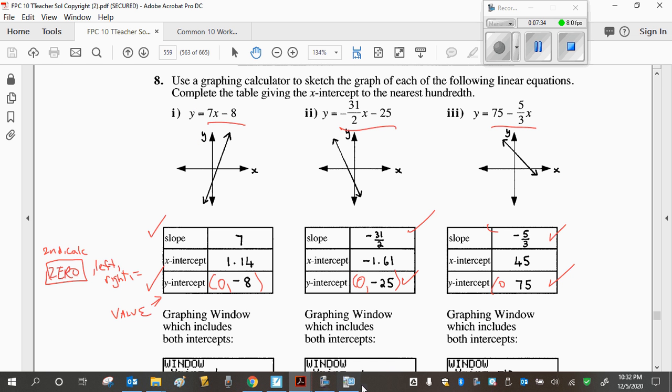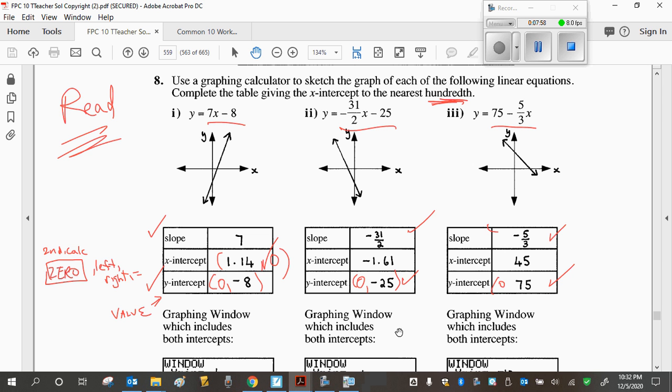Which brings me to another thought. Some of you on the assignment put 1.1. Please read and write down: it says nearest hundredth, so it needs to be the nearest second decimal place. You don't want to do all this fun work and then not get full marks, okay? So make sure you write yourself a note, and again, don't write the x-intercept like that. Write it as an ordered pair in brackets.